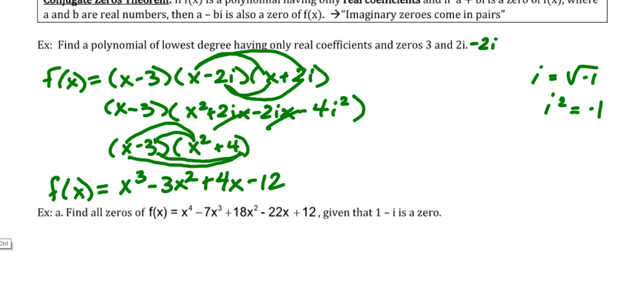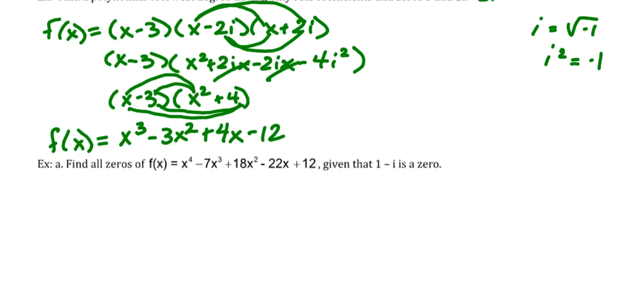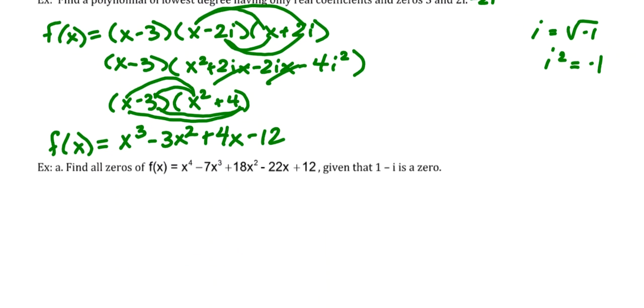Okay, and this last one is harder. I'm going to help you out by getting you set up with the 0 and the factor, but then I want you to give it a try and see what you can do with that. So it tells us that 1 minus i is a 0. So the conjugate of 1 minus i is the same real term, 1, and then the opposite of the imaginary part, i. So it's 1 plus i.